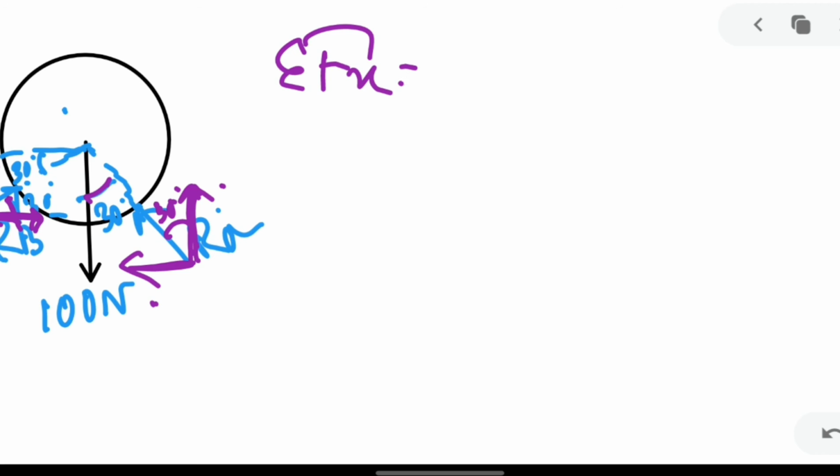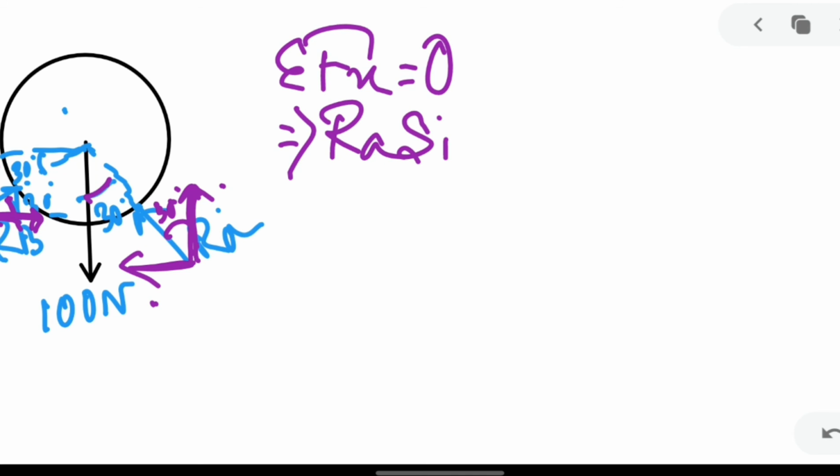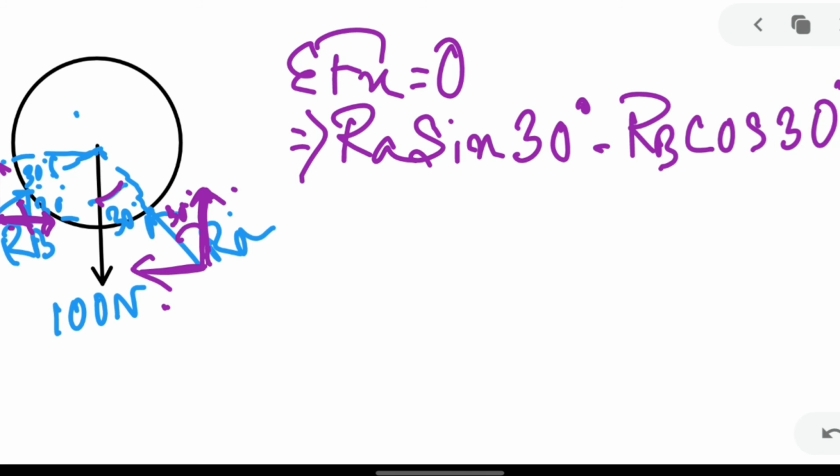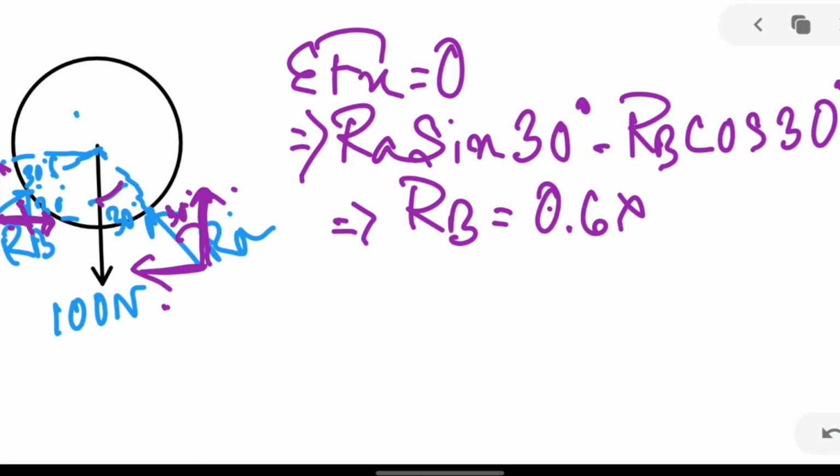Now apply the summation of Fx equals to 0. What is summation of Fx equals to 0? We can see that in the X direction, here it is RA sin 30 degree, I assume that this is plus, okay. And in the X direction, here is another force RB cos 30 degree and it is opposite to the RA, so it is minus RB cos 30 degree. Now you find that RB is equals to 0.6 into RA.